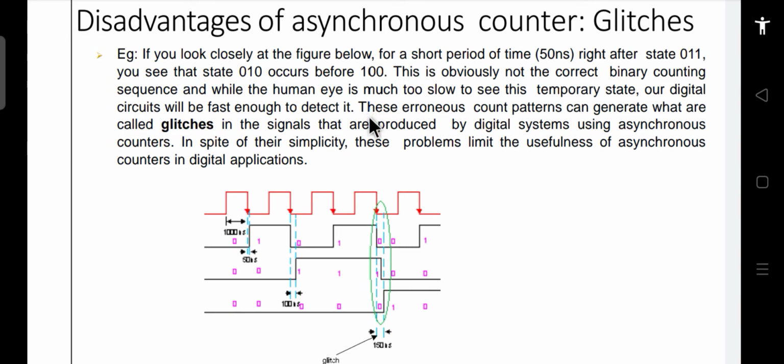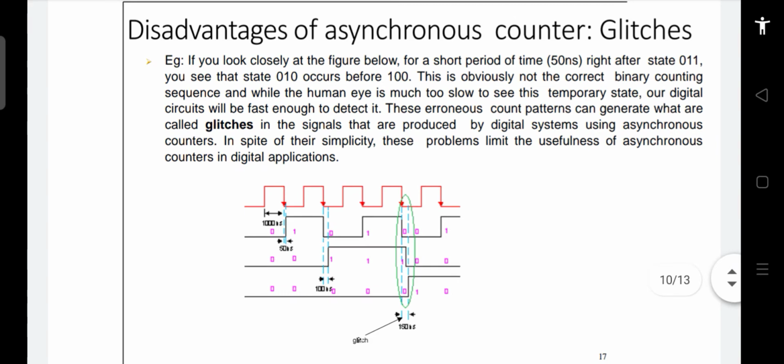In case of asynchronous counters, if the number of flip-flops is too many, then there will be a problem of these glitches. So we should be very careful about this as well. So I've explained what glitches are and how they are harmful to us.